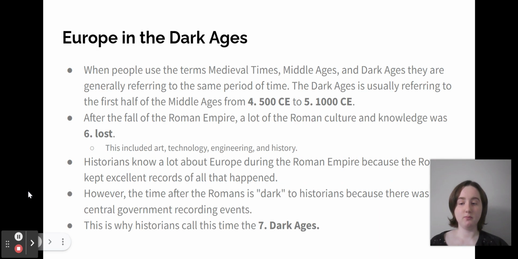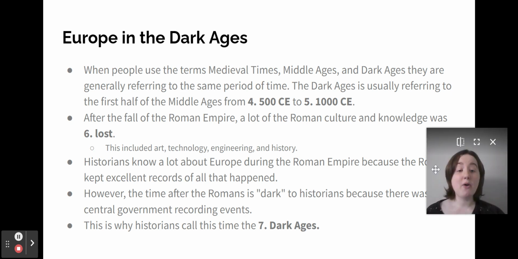So, Europe in the Dark Ages. When people use the terms medieval times, Middle Ages, and Dark Ages, they're generally referring to the same period of time. The Dark Ages usually refers to the first half of the Middle Ages, from 500 CE to 1000 CE. After the fall of the Roman Empire, a lot of the Roman culture and knowledge was lost. This included art, technology, engineering, and history.